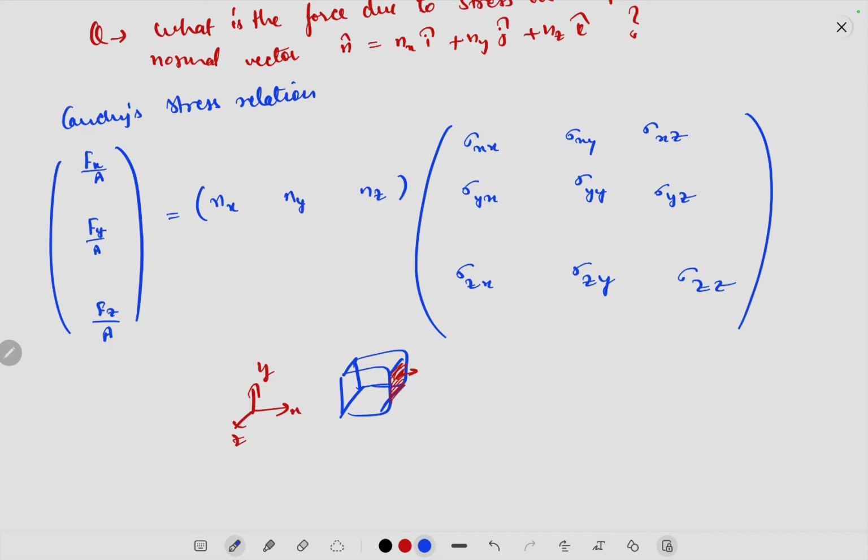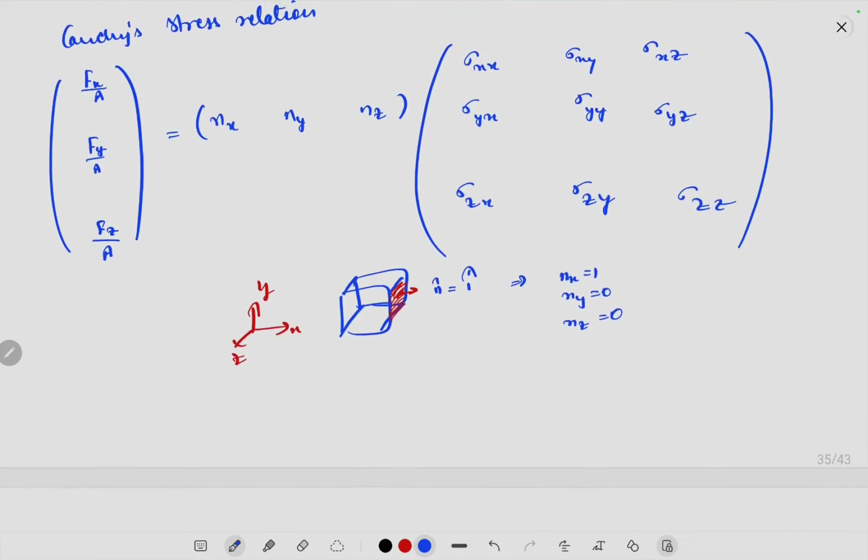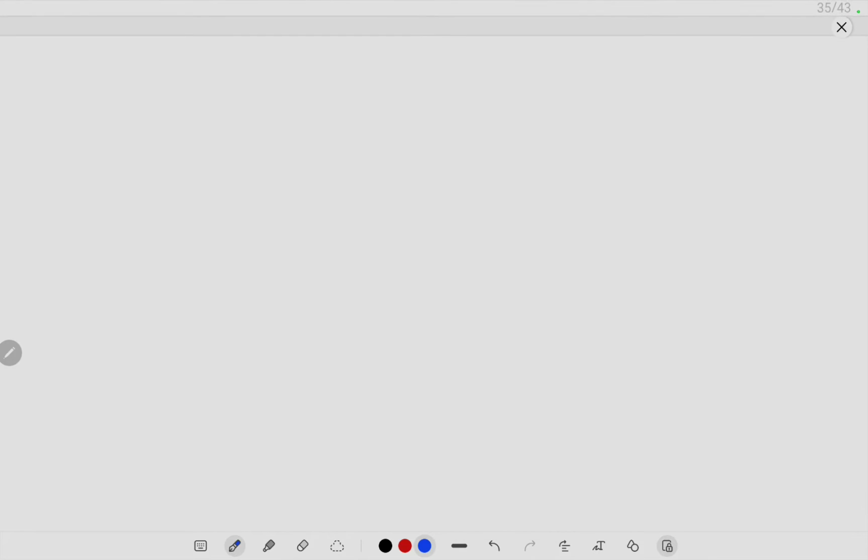Okay, all right. So now I want to find the stress on this plane, on this surface, using the Cauchy stress relation. So what is the n vector for this? N vector is i hat only. So this implies nx is 1, ny is 0, nz is 0. Okay, so let's put it in that formula for the Cauchy's relation.